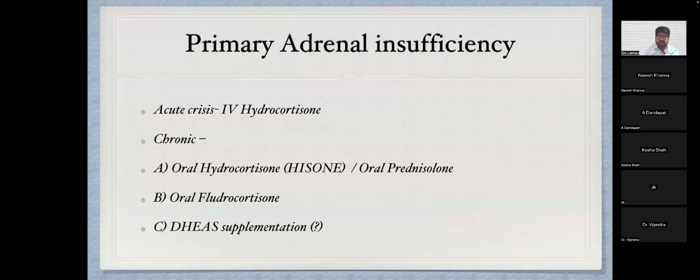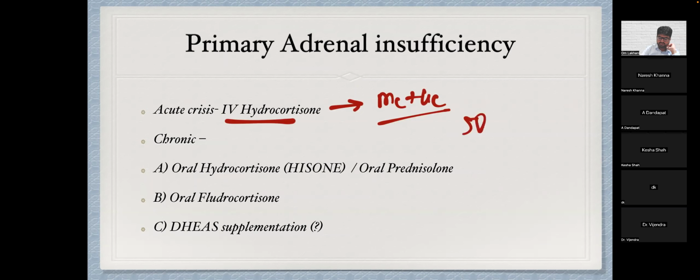So primary adrenal insufficiency, as we already discussed, you will require both mineralocorticoid as well as glucocorticoid replacement. When a patient comes in an acute crisis, you start the patient on IV hydrocortisone, and a high dose of hydrocortisone will have both the mineralocorticoid as well as glucocorticoid action. We typically give 100 milligram 8 hourly. Another protocol is 50 milligram 6 hourly. So these are two protocols which you can do in case of acute adrenal insufficiency.